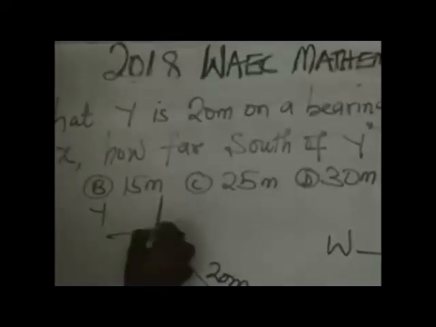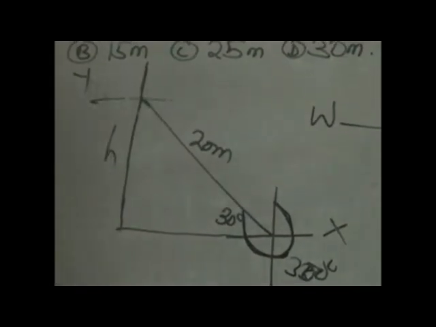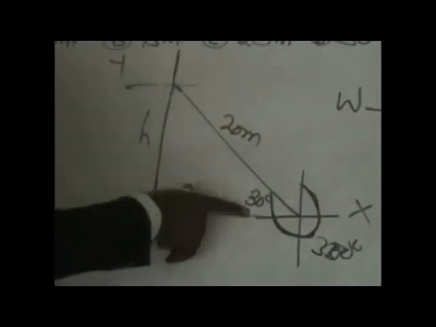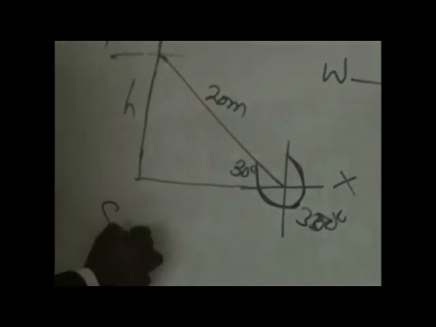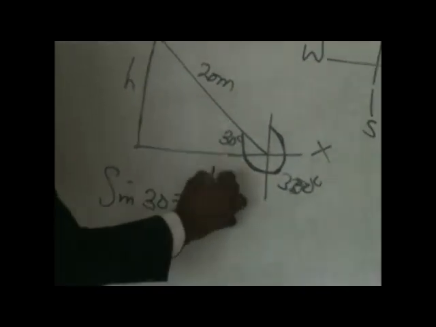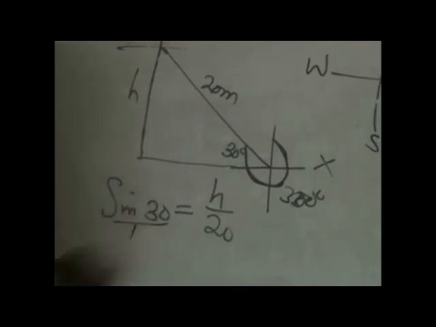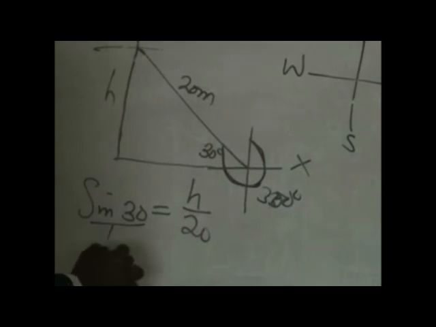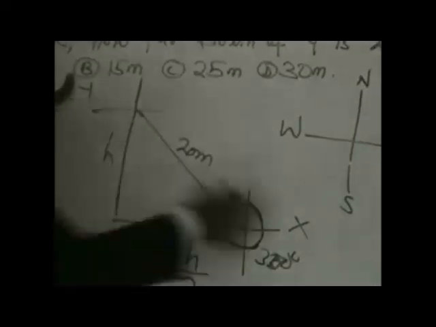That means from here to this place. So we are looking for this place here. How far south of y is x? So we are looking for this distance here. So what we do is just to apply our trig ratios. This is opposite. Opposite of 30 is h, while the hypotenuse is 20. So we just use sine, which is sine 30 equals h over 20. Are you getting it now? So what we simply do is to cross multiply, okay? H times 1 will give us h. So h, don't forget, h is how far south of y is x. No, this is x, this is y. So how far south of y is x will be the height.